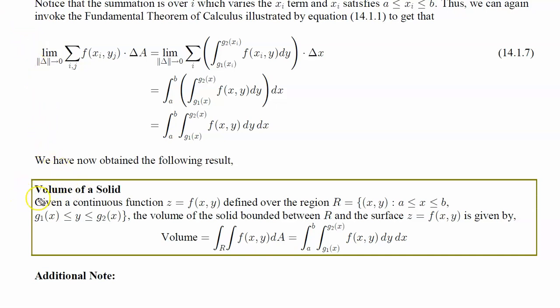Now here we have the statement for the volume of a solid, how to calculate it. There is one correction I have to mention here, and this should be corrected in your notes already. For the volume of a solid, we do want f of xy to be bigger than or equal to 0 over your region in the xy plane.